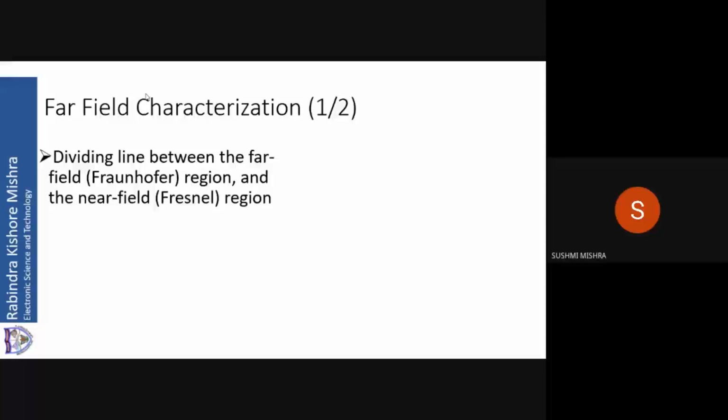Now, from the previous slide, or what we discussed up to now, you can definitely say that there is a thin line between the far field or the Fraunhofer region and the near field or the Fresnel region, and that line is R is equal to 2d square by lambda. This line must always be there. R is equal to 2d square by lambda. This divides the far field from the near field.